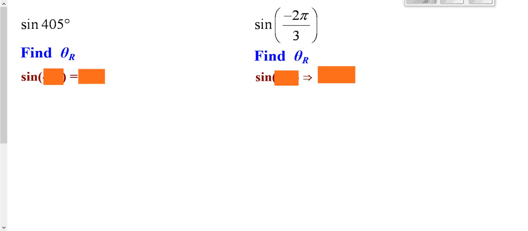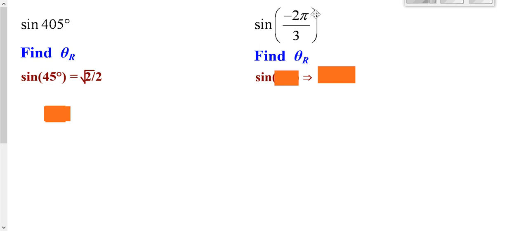405. That's more than once around, so subtract a full revolution of 360, and well, if you do that, you get exactly 45 degrees, so that also is your reference angle. The sine of 45 is √2/2. We don't necessarily have to worry about drawing it on an xy coordinate plane because we know 45 is in the first quadrant and everything's positive in the first quadrant.